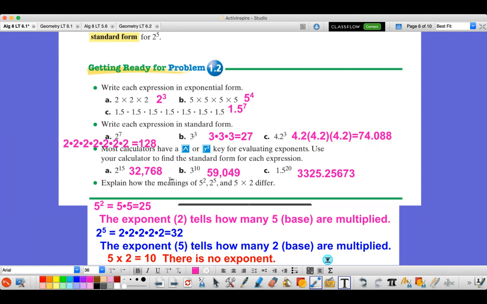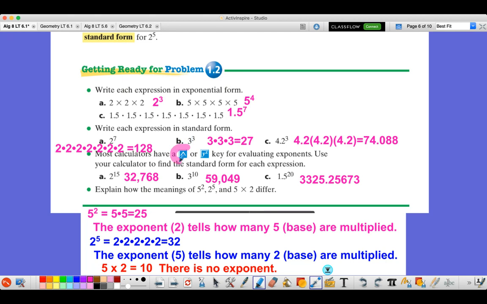The next part talks about the calculators that have a little caret key or a y to the x, and we've used both kinds, so it depends on what kind of calculator you have at home to evaluate expressions. So when we look at this problem here, 2 to the 15th, you might use this button right here. You would put in 2 and then use that button and then the 15. Or you might use the y to the x.